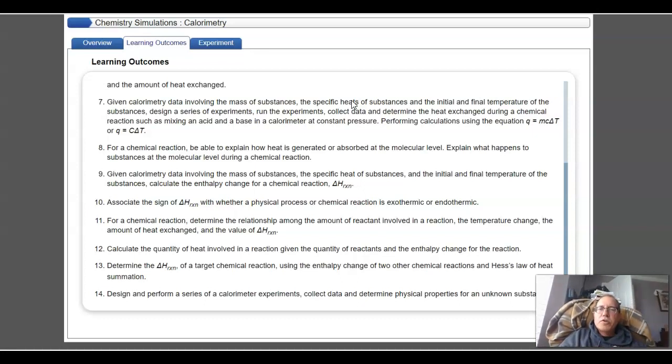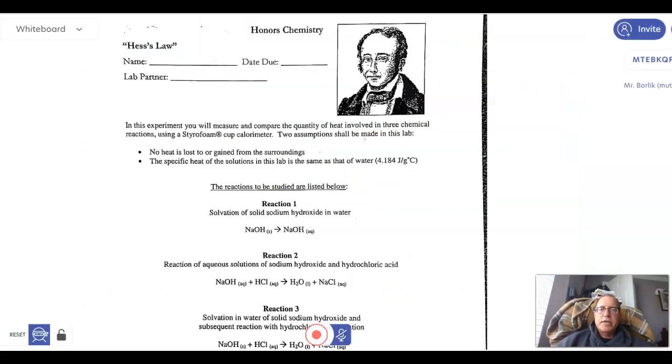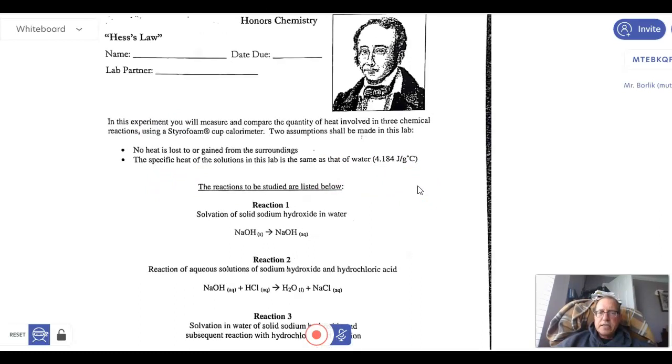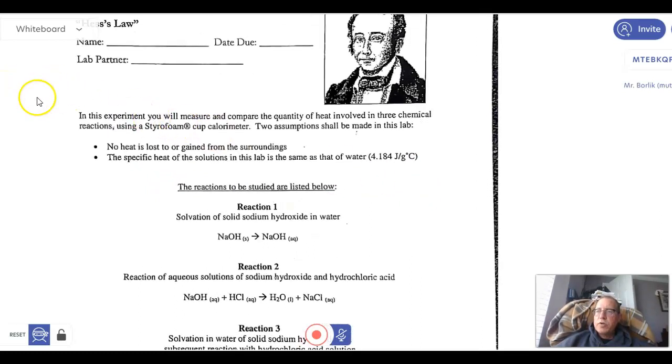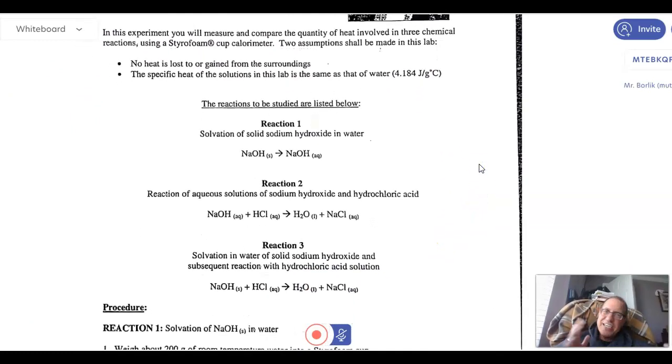What we're going to do is take a look at three different experiments, reactions that we have, and then use the lab data to discover Hess's law and how we use it. You can see right here, I told you our assumptions already. In the first reaction, it's going to be the solvation, not salvation. That's even better. I get it. The solvation of solid sodium hydroxide in water.